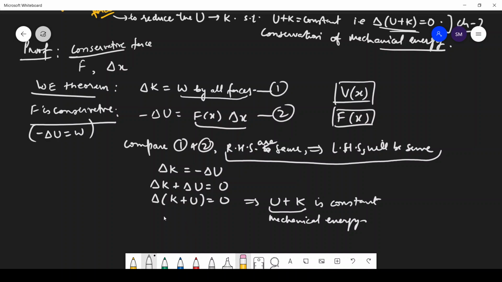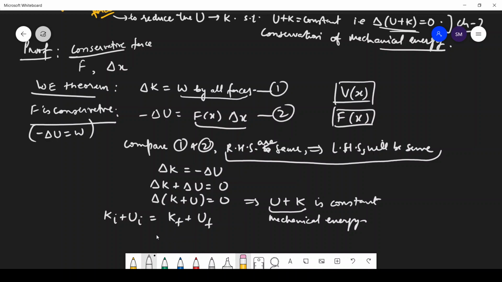Now, there's no change. It means what? It means initial kinetic energy plus initial potential energy is equal to final kinetic energy plus final potential energy, right? This is what it means.